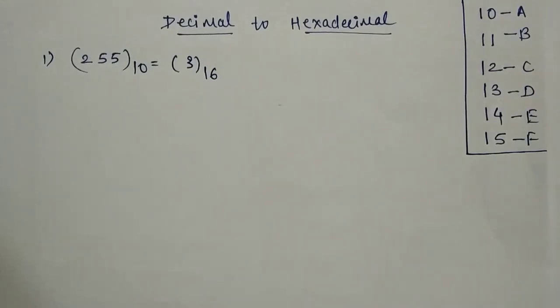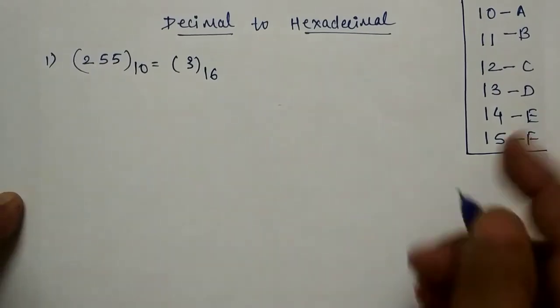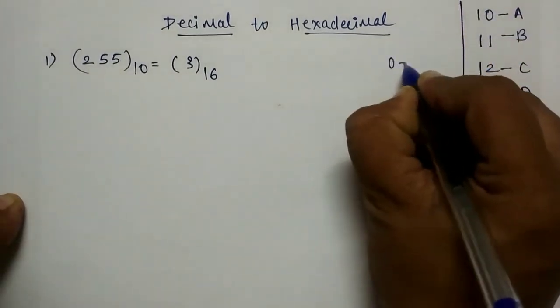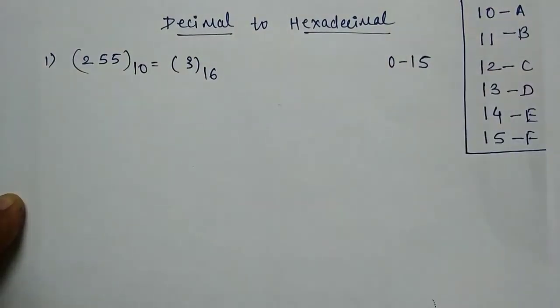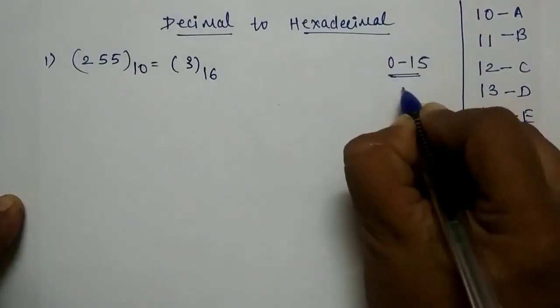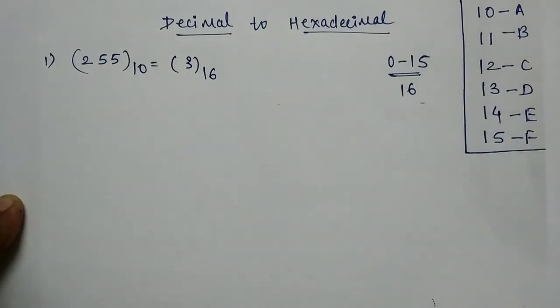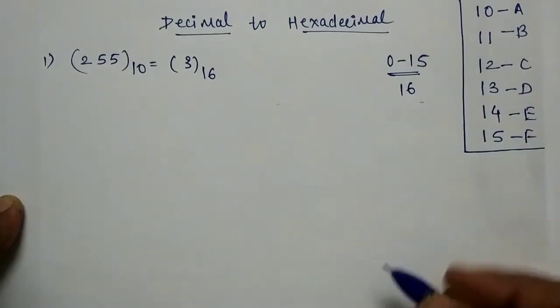Hello students, today we'll discuss how we can convert a given decimal number into the hexadecimal number system. As we know, in the hexadecimal number system, the base of the system is 16. That means we can use digits 0 to 15. So 0 to 15 means a total of 16 digits or symbols we can use.